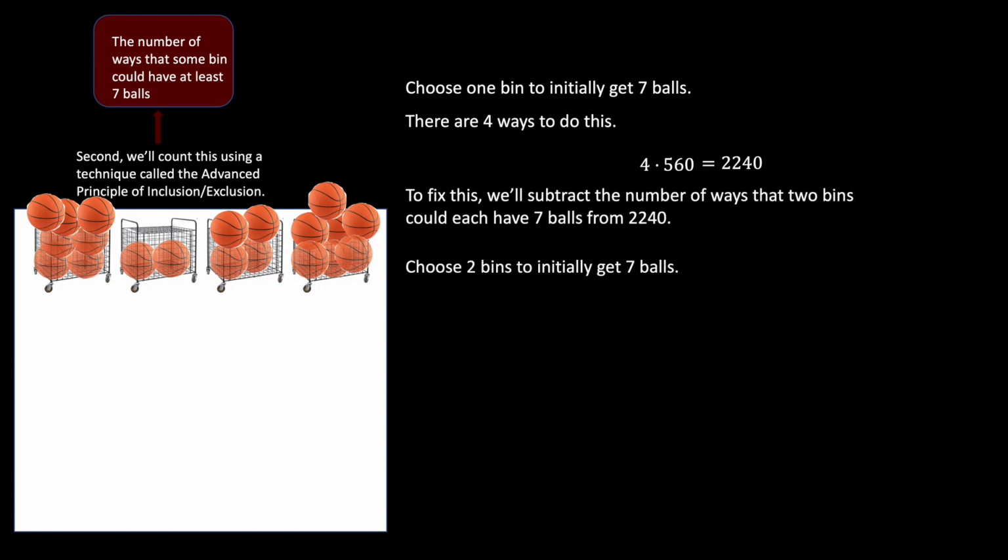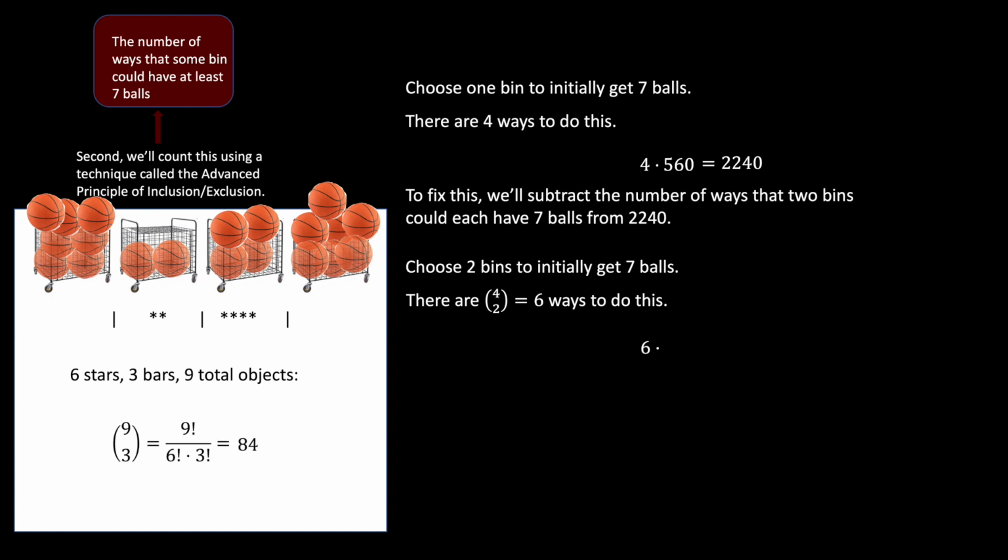Let's choose 2 of the bins to initially get 7 balls. There are 6 ways to pick 2 of these 4 bins. So in my picture, say I picked the outer 2 bins, well then you've got 6 balls to put away. We could represent that with our stars and bars chart like this. And the point here is that there are 6 stars, 3 bars, so 9 total objects. So there should be 84 ways to put the remaining 6 balls away for this picture. So there's 84 ways for each of the 6 ways we could put 7 balls in 2 bins, so take 6 times 84, and you get 504 here.